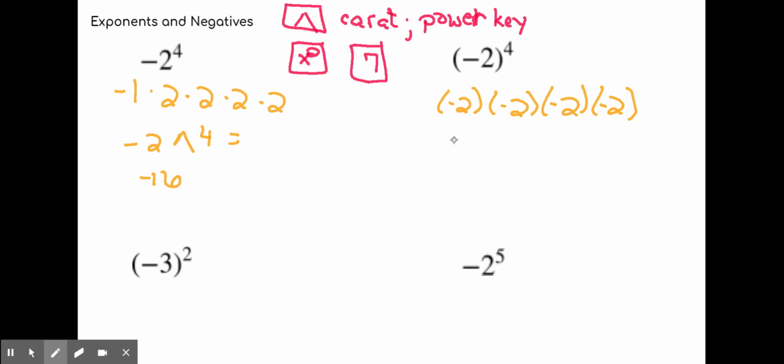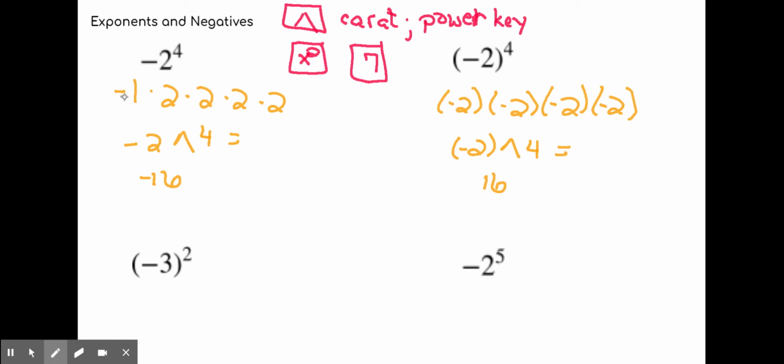So in your calculator, hit your open parentheses. That's above the 8. Then your negative, then 2, then close parentheses, then your power key, then 4, and then your enter or your equals. And you should get that it's positive 16. So notice the parentheses made a difference.